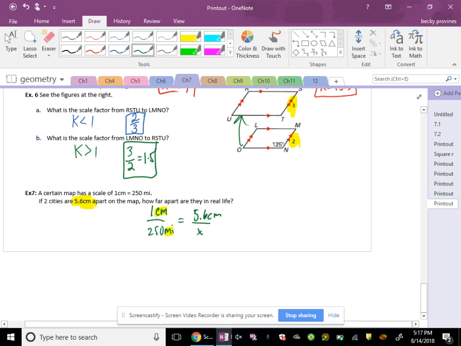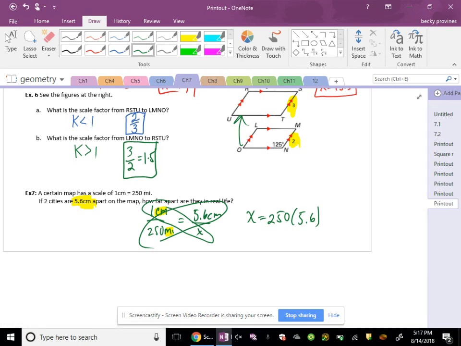So let's cross multiply. 1 times x is x. So 250 times 5.6. Let's see, 250 times 5.6 is 1,400 miles.